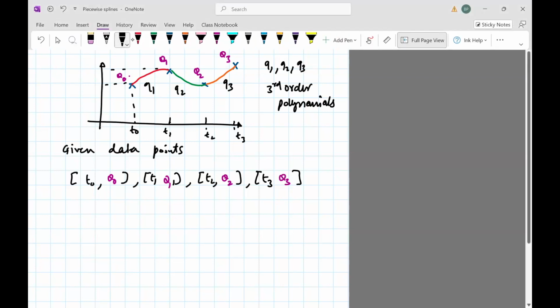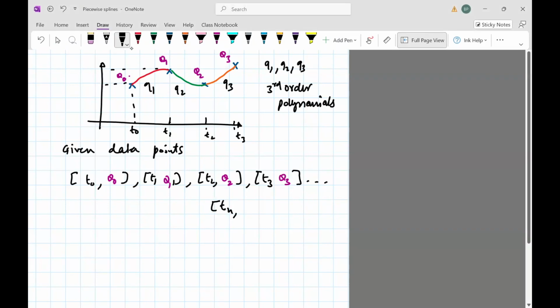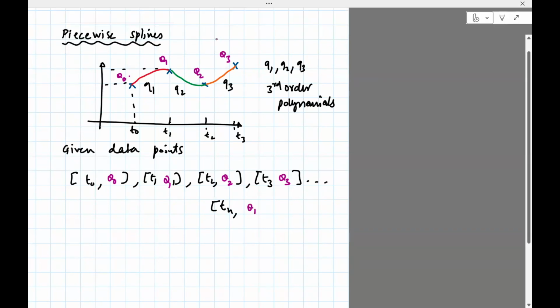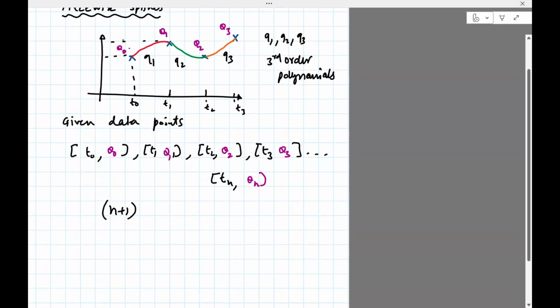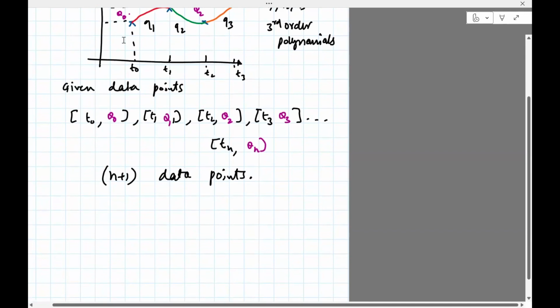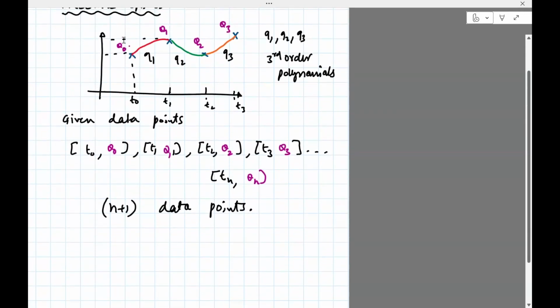Okay, so we can just keep going like this. Let's say that we end at Tn, theta n. So what we have here is n plus 1 data points. Why n plus 1? Because we start at 0 and go all the way to n. Our goal is to fit a third order polynomial through these various points.